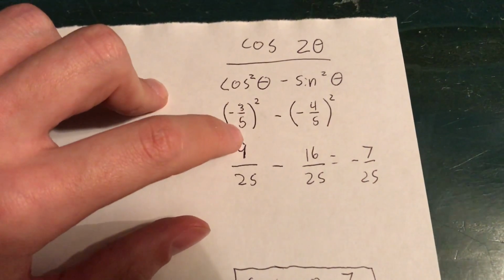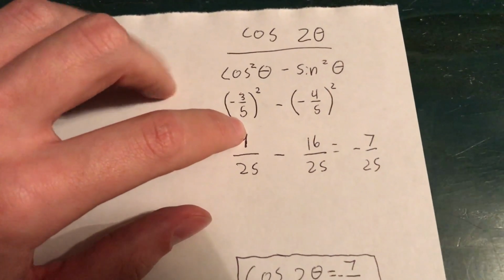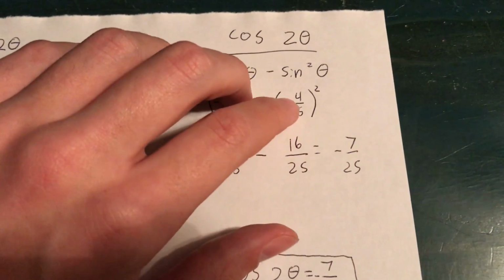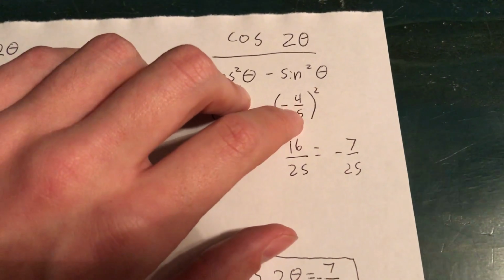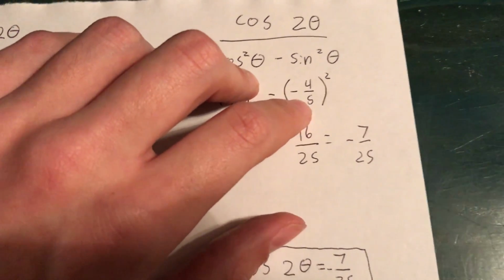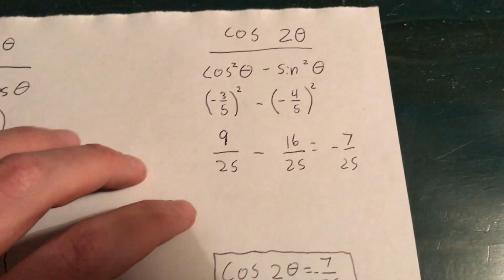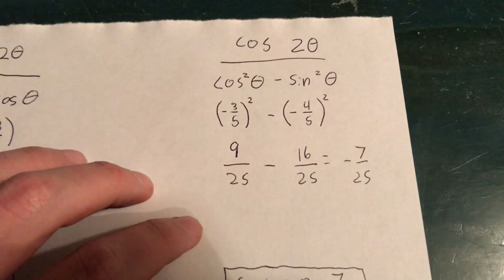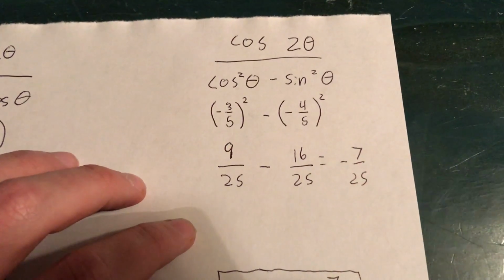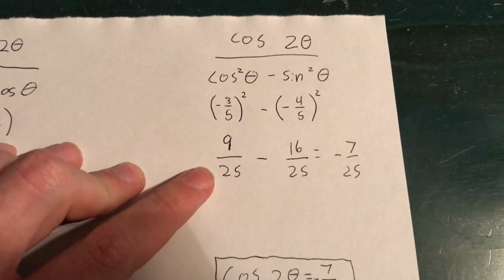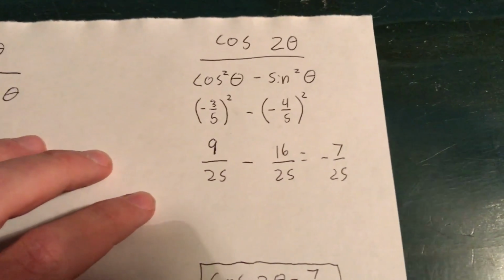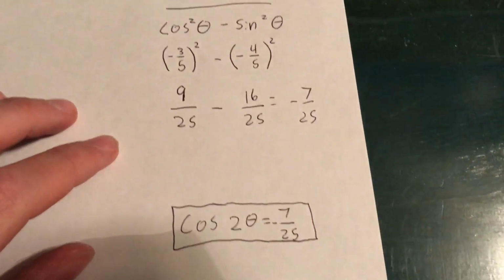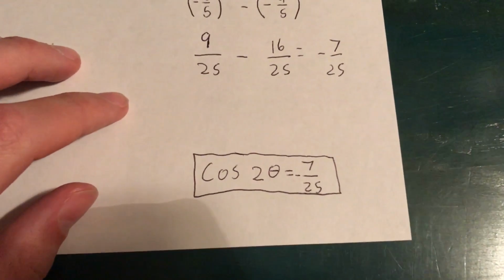So the 3 would become a 9 over the 5 squared, which would become 25, minus the 4 squared, which would become 16, over the 5 squared, which would become 25. And since the negatives are squared, they both become positive. So positive 9/25 minus positive 16/25 equals -7/25. And that's the answer for cosine of 2 theta.